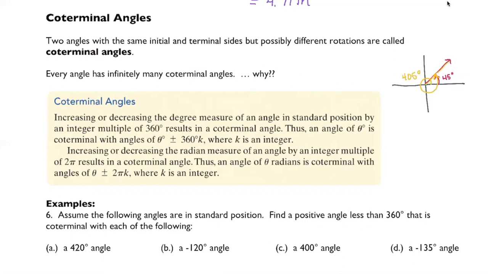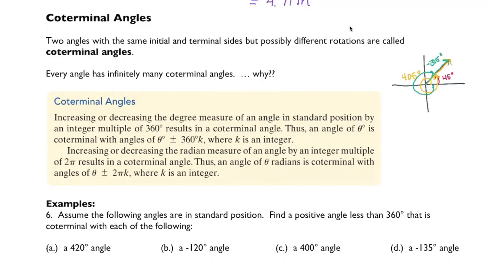Notice that the terminal side, the arrow part, ends up landing in the same spot. Are those the same angle? No, but we call them coterminal because even though they're different, their terminal side lands in the same place. We could also do this in the negative direction. Let's say that I did negative 315 degrees. I would start at 0 and go around this way, and I would still land in exactly the same spot. So all three of those angles are coterminal.